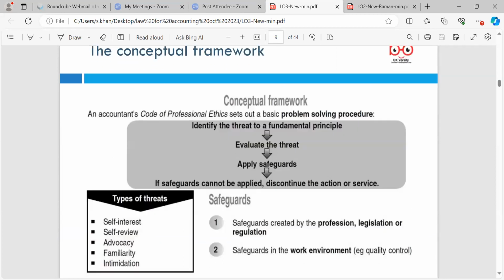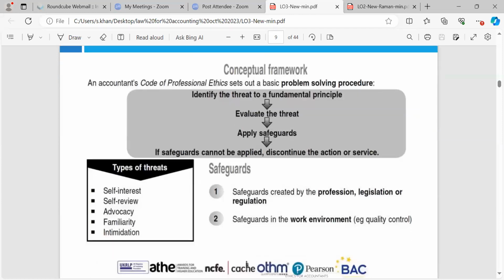The conceptual framework. So you have an accountant's code of professional ethics set out as a basic problem-solving procedure. You identify the threat to a fundamental principle, evaluate the threat, and apply safeguards. If safeguards cannot be applied, discontinue the action or service, and safeguards are created by professional legislation or regulations. Why do you think we need safeguards in place? To stop falling foul of it, right? Meaning to stop what? Safeguards are important, right?